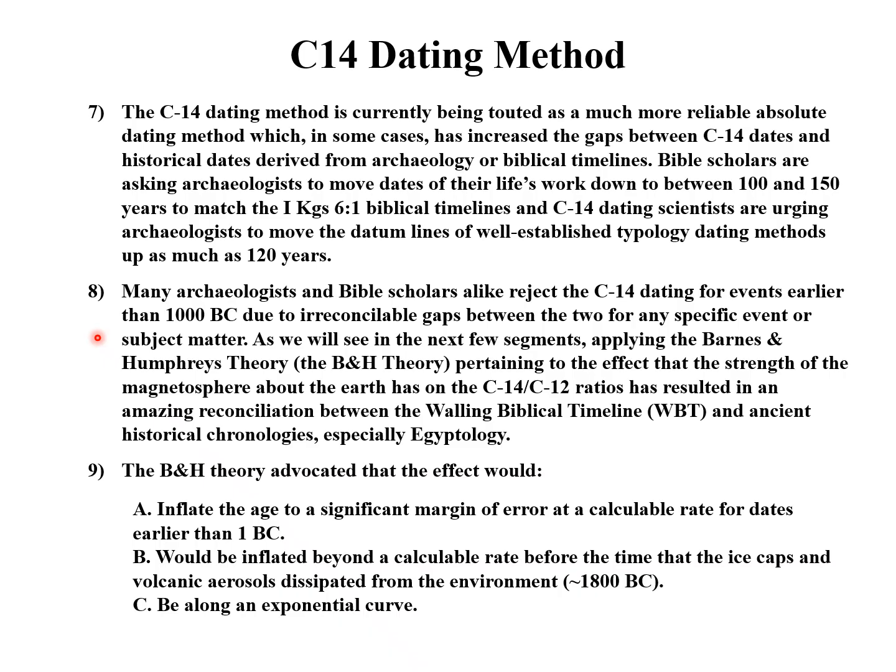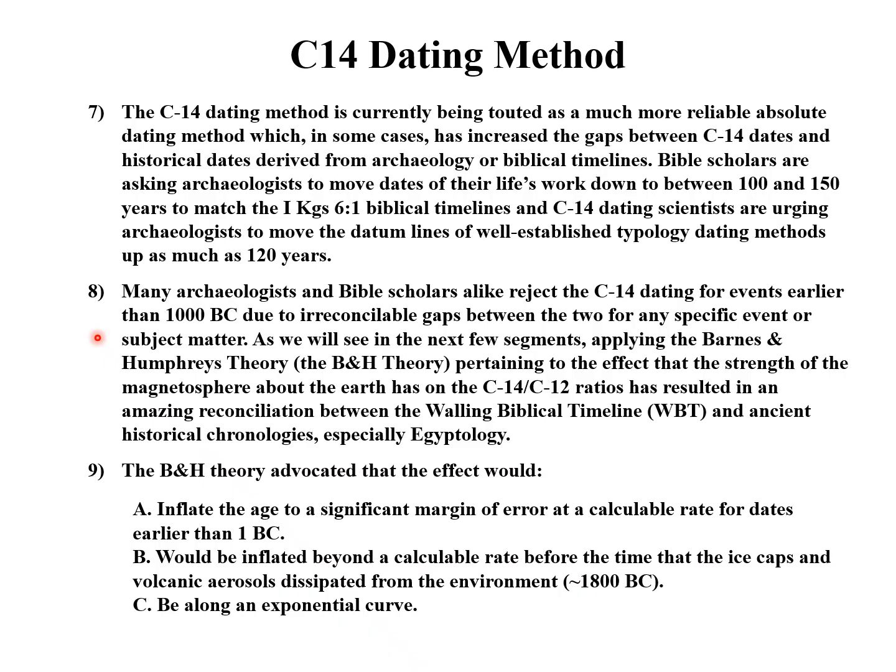And we looked at the timeline, the Egyptological timeline, compared it to the Wall and Biblical timeline, took that theory and made some adjustments. The B&H theory advocated that the effect would inflate the age to a significant margin of error at a calculable rate for dates earlier than 1 BC. So we said earlier, the secular scientists, the carbon-14 scientists, can check the dating between known events up to 2,000 years. But the strength of the magnetosphere in that time is marginal. It's not significant enough to make an argument.